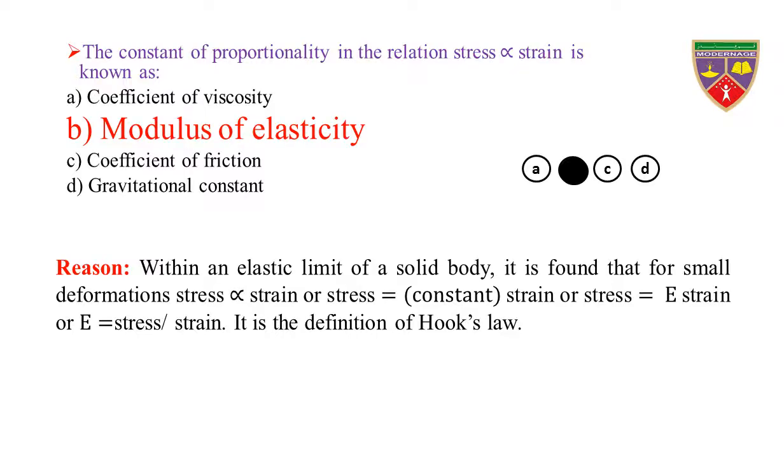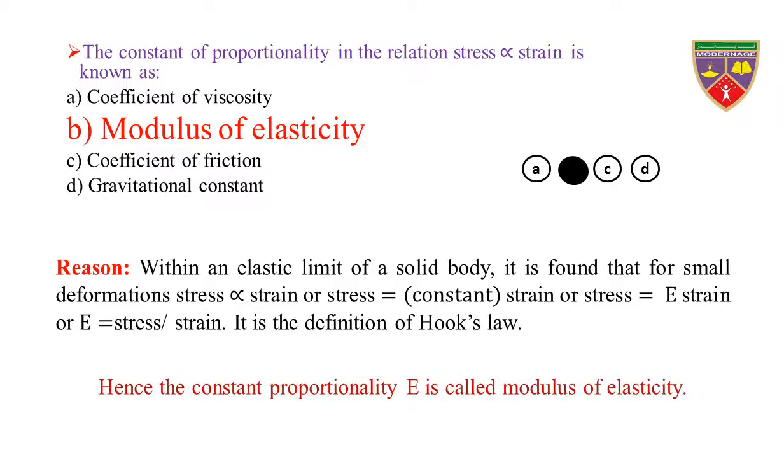Reason: within an elastic limit of a solid body, it is found that for small deformations, stress is proportional to strain, or stress is equal to constant into strain, or stress is equal to E into strain, or E is equal to stress divided by strain. It is the definition of Hooke's law. Hence, the constant of proportionality E is called modulus of elasticity.